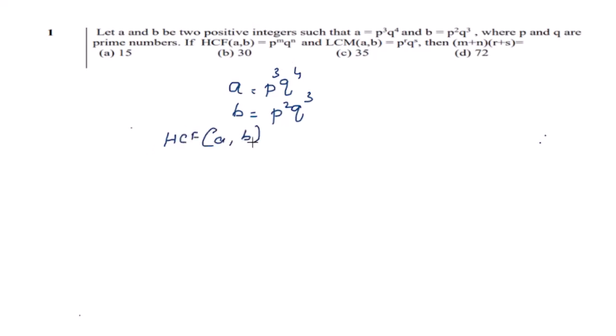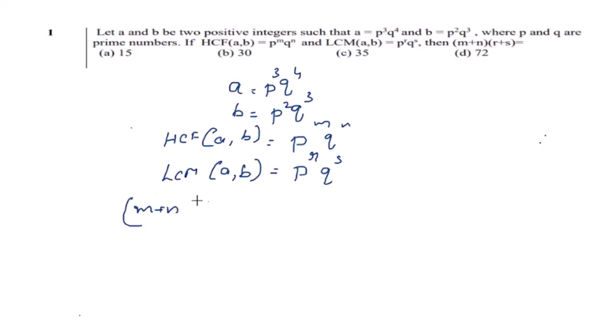HCF of a, b is equal to p raised to the power m q raised to the power n, and LCM of a, b is equal to p raised to the power r and q raised to the power s. This is what we are given in the question. Then we have to find out (m plus n) into (r plus s). This one we have to find out.